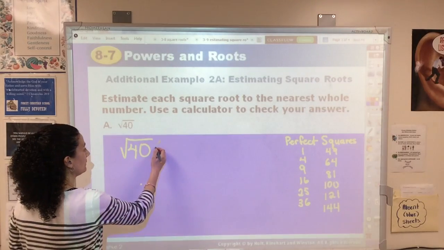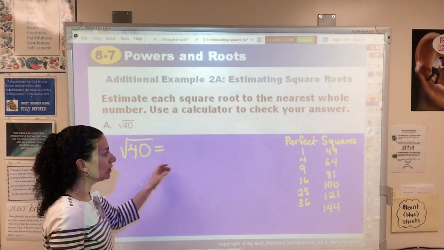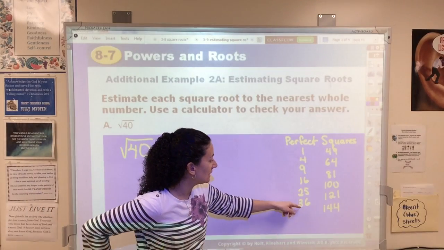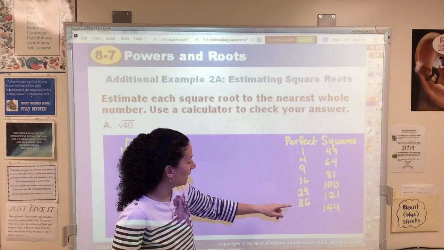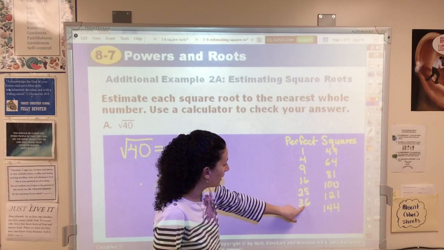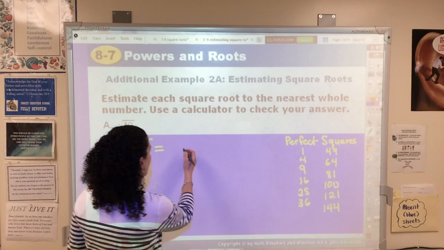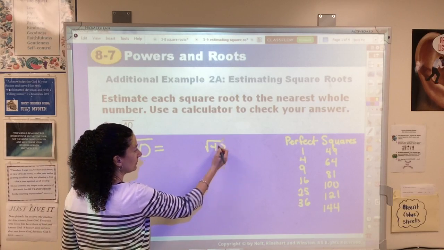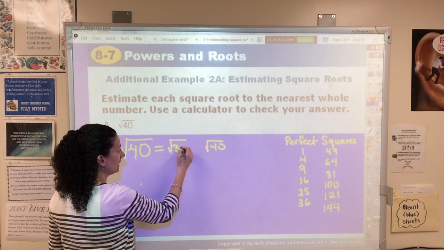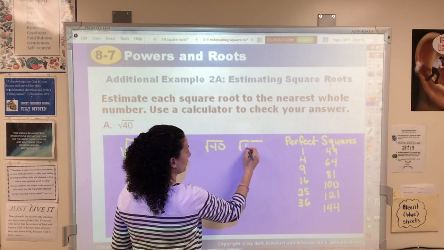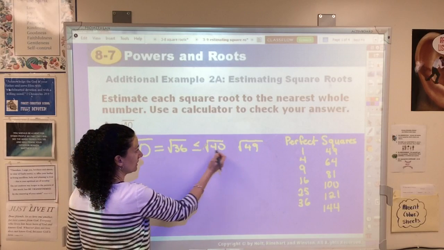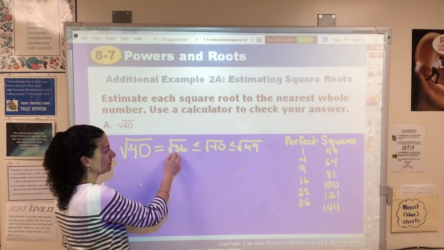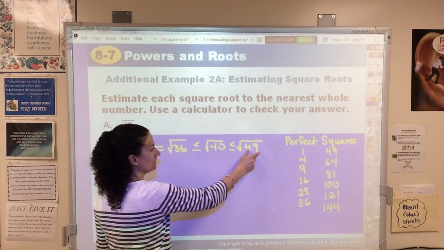So what I'm going to do here is try to find the closest perfect squares to 40. I'm going to look through my list here, and I can see that 40 falls in between the perfect squares of 36 and 49. I just want to show you that. So the square root of 40 falls in between the square root of 36 and the square root of 49. I'm using these symbols to show that the square root of 40 is in between the square root of 36 and the square root of 49.